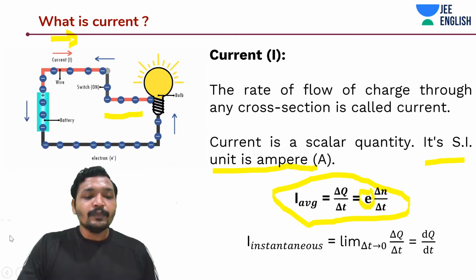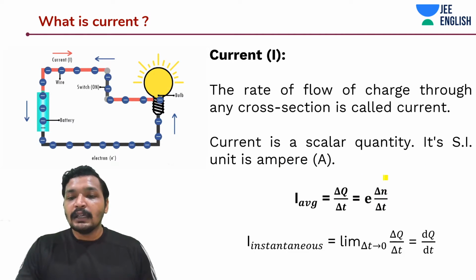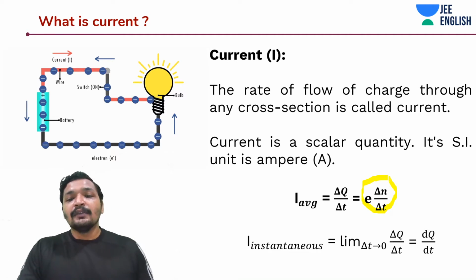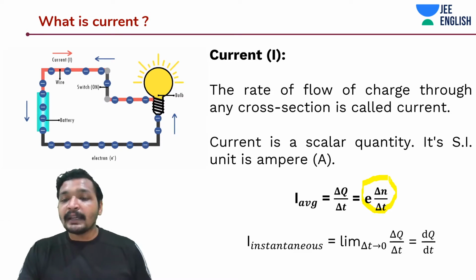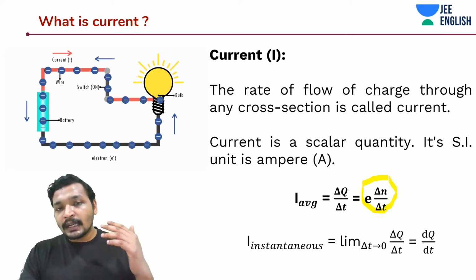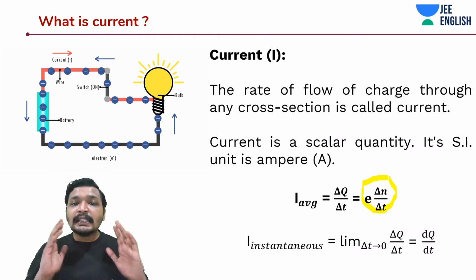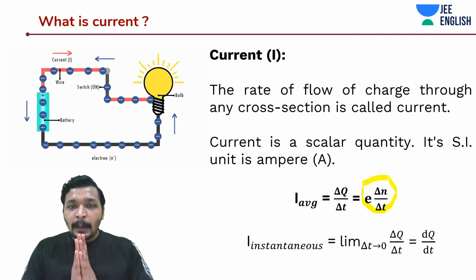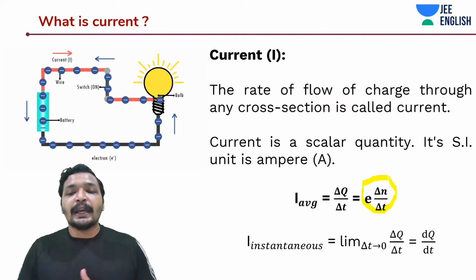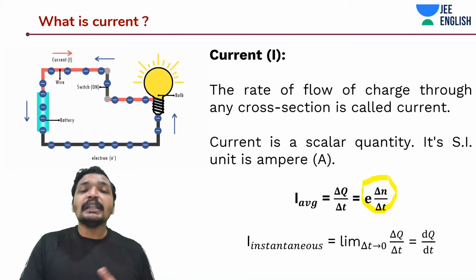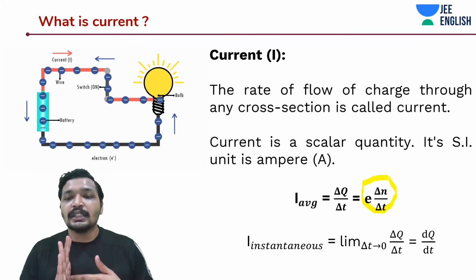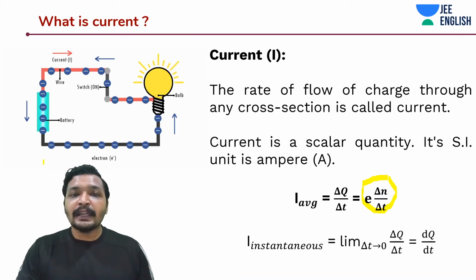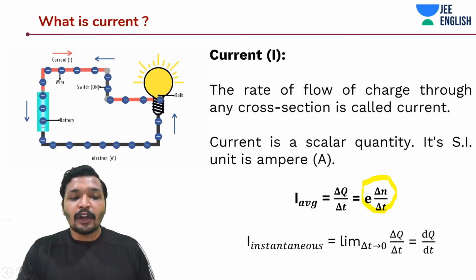So what does this mean? When I talk about delta q by delta t, it means the rate of flow of charges with respect to time. What does e into delta n by delta t mean? It tells me that this many charges are flowing per second or per any unit time. And then multiplying it with e tells me the real change in charge. There should be a coulomb change in charge, so for that, you have to multiply it with e. You got this point, I guess.